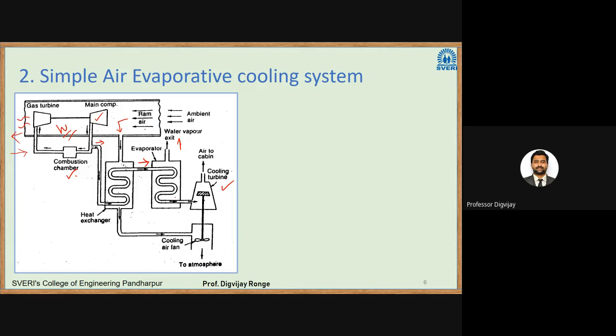Again, this cooled air is further cooled in the cooling turbine. So you can see there are three stages. Once it is cooled here, once it is cooled here, and lastly it is cooled here. Okay. In the turbine they undergo the expansion process, and during expansion the temperature reduces, and that low temperature, low pressure air is passed to the cabin. Okay.